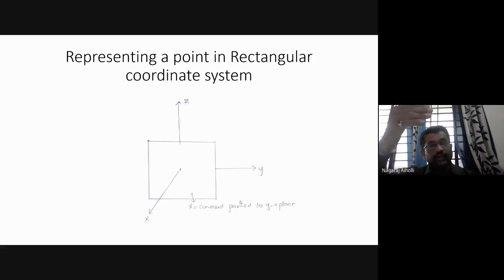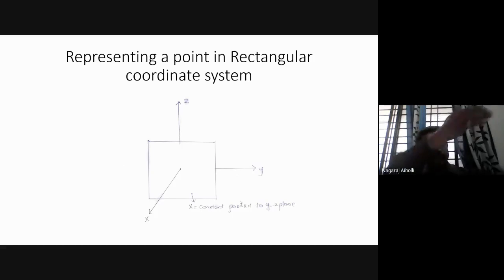Now try to visualize x equal to constant. x equal to constant is a plane which is parallel to the yz plane. The floor is the y plane, the front wall is our z plane, and the side wall is our x plane. If I take some point on the side wall, whatever the point on that plane, that will be constant.